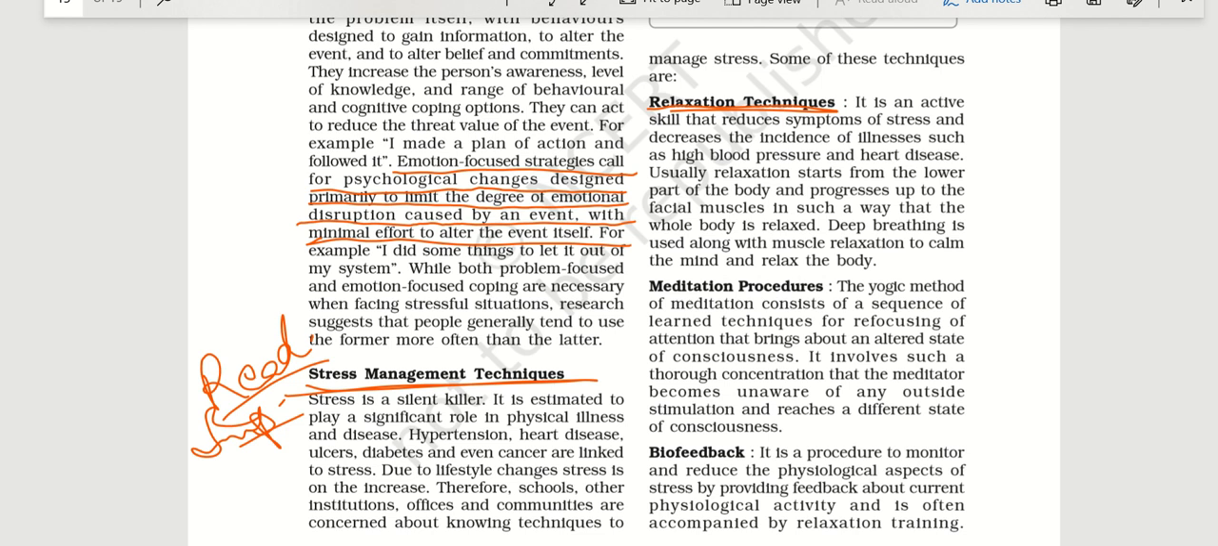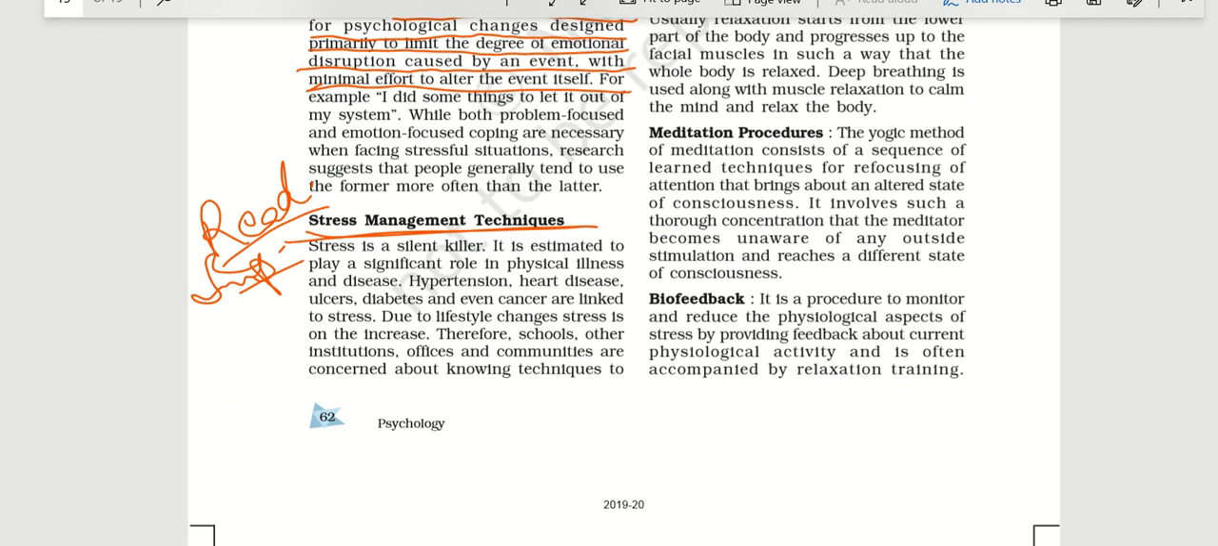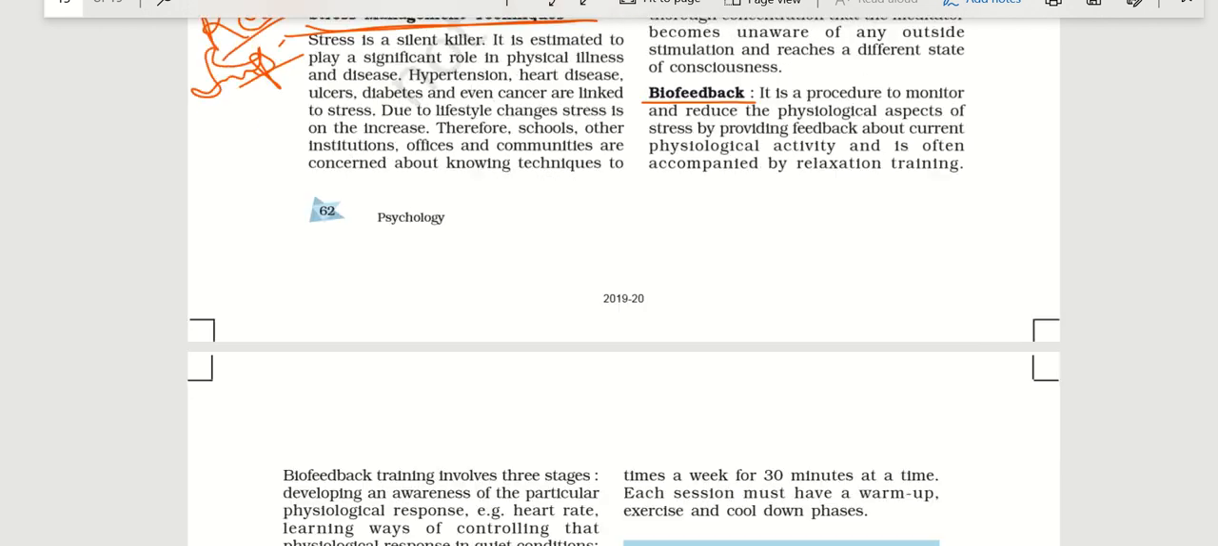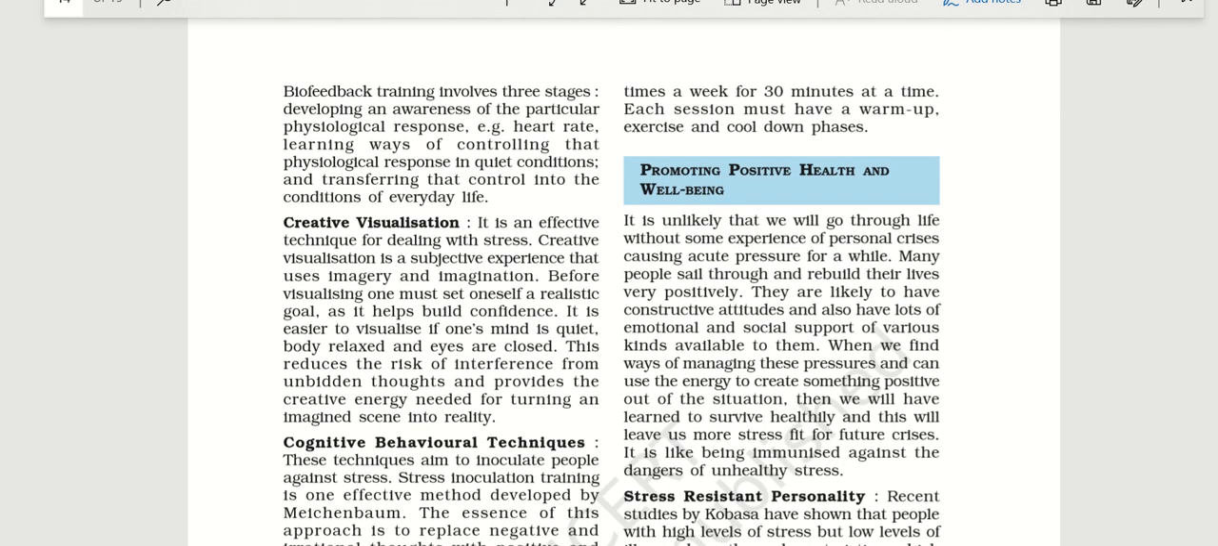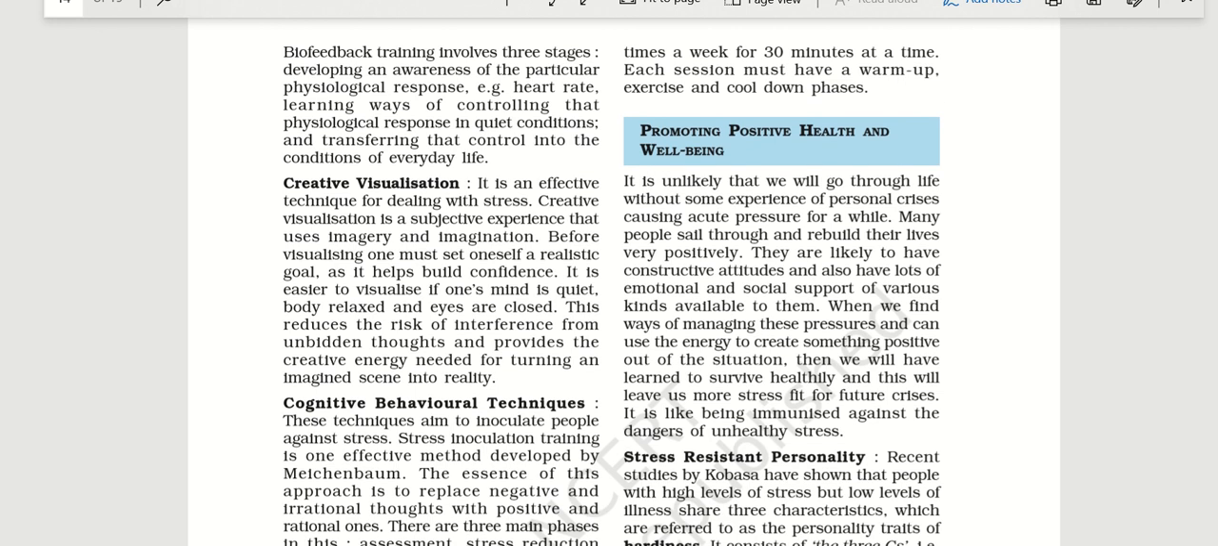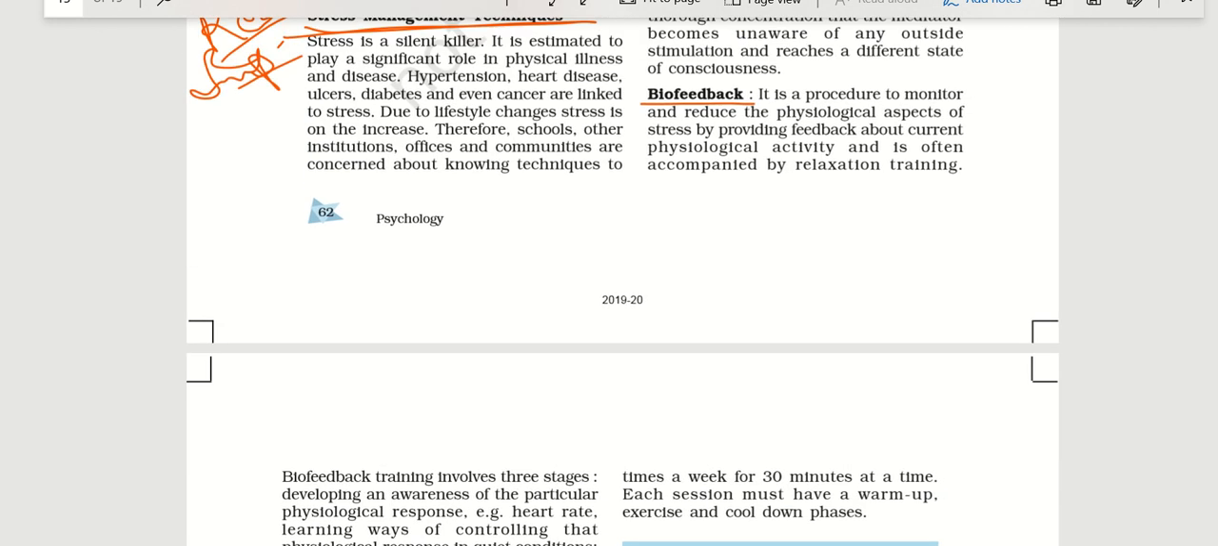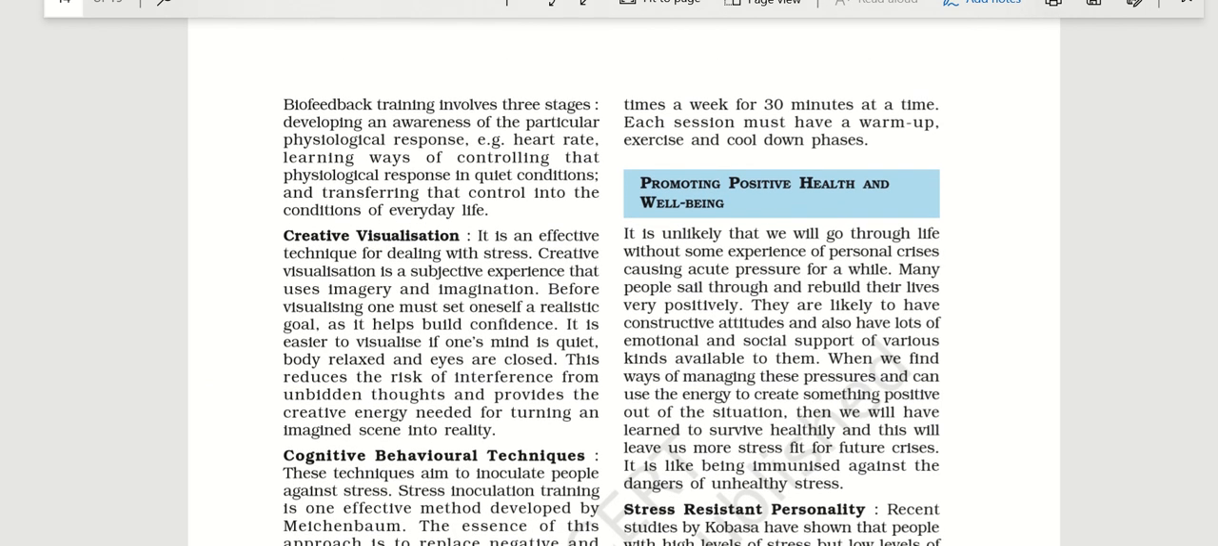Other than this, we also have the meditation procedure, like the yogic method of meditation. Then we have biofeedback, a procedure to monitor and reduce the physiological aspect of stress by providing feedback about current physiological activity, which is again accompanied by some kind of relaxation technique, like controlling your physiological response in a very quiet condition or transferring that control into your conditions every day.